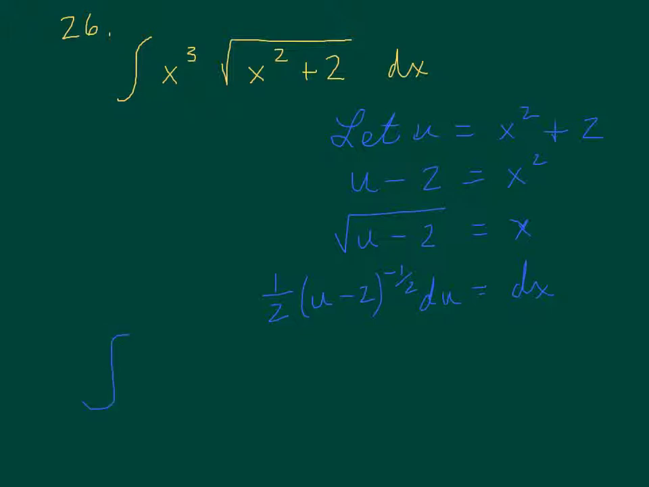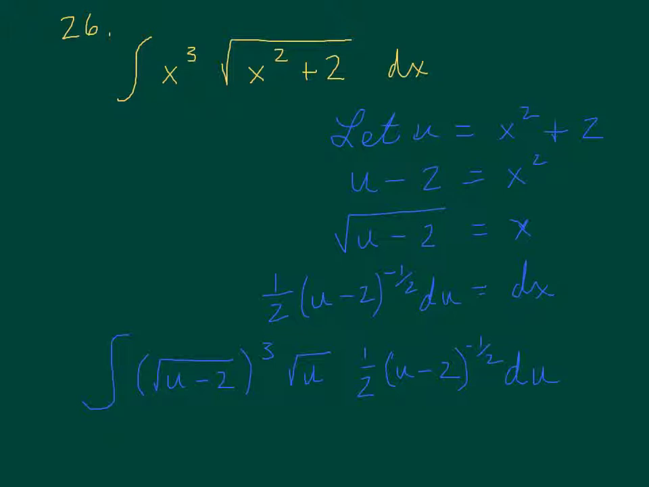So replacing x with the square root of U minus 2, we will end up with U, the square root of U minus 2 cubed, and then the square root of U, and then dx would be 1/2 U minus 2 to the negative 1/2 du.